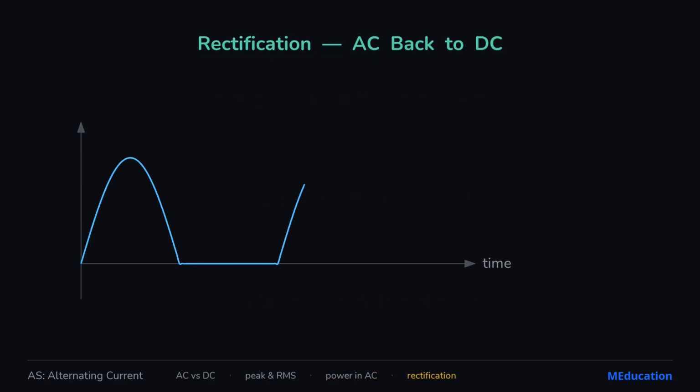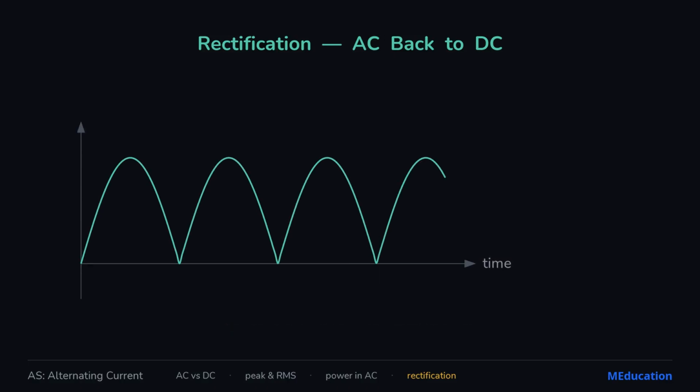Many devices, like anything with a chip inside, need steady DC, not alternating mains. Rectification converts AC into DC using diodes, components that let current flow one way only. A single diode gives half-wave rectification. It simply blocks the negative halves, leaving a bumpy one-directional output with gaps where the missing halves were.